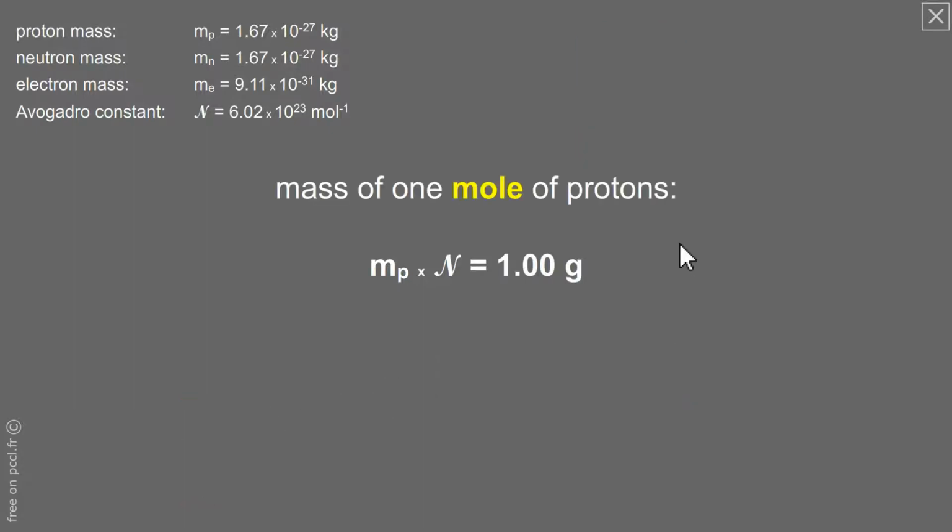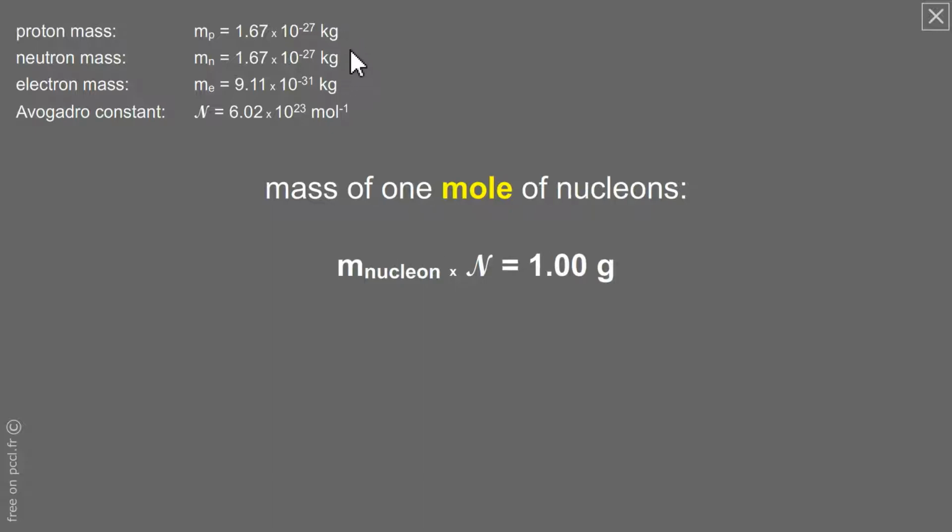This quantity, 6.02 times 10 to the 23rd, is called the mole. You have just calculated the mass of a mole of protons. And since the proton and the neutron have roughly the same mass, you calculated the mass of 1 mole of nucleons, which is 1 gram. All in all, an easy number to remember. 1 gram per mole is easy to remember.